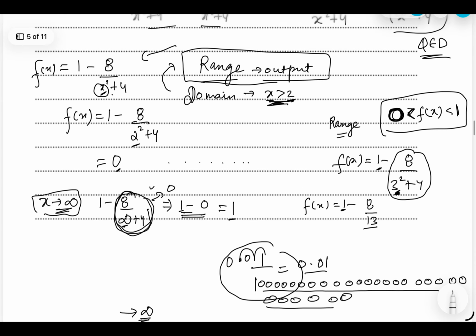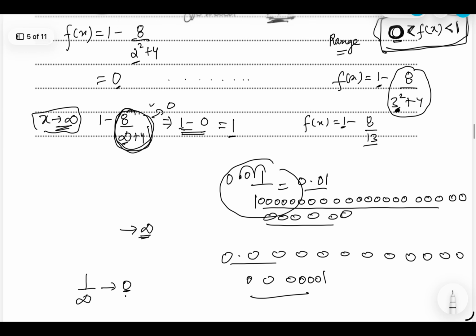That's why I've written the range between 0 and 1. All right. See, it will get close to 0. Why am I not including 1? Because it will get closer to 1. Something will be subtracted, right?